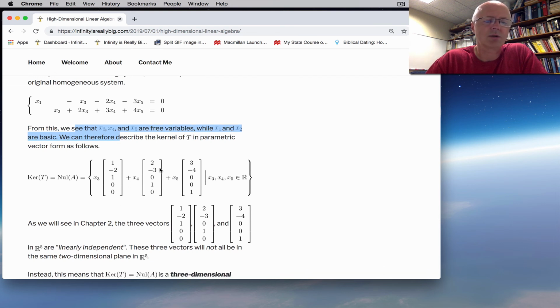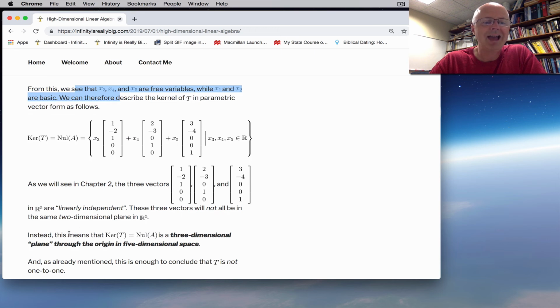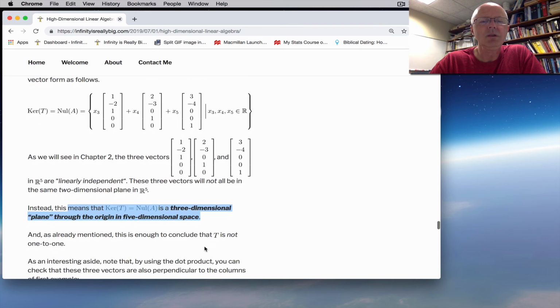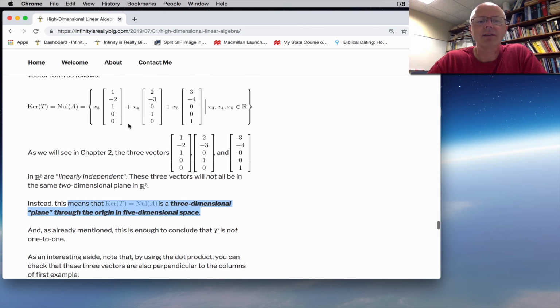Is it really 3-dimensional? You can describe it in parametric vector form like this. Is this a 3-dimensional subspace of R5? You've got 3 free variables and 3 vectors that they're multiplying. It seems like maybe it should be 3-dimensional. And in fact it is, though it's not actually completely obvious. You would have to verify that these 3 column vectors are what's called linearly independent, which I haven't talked about yet.